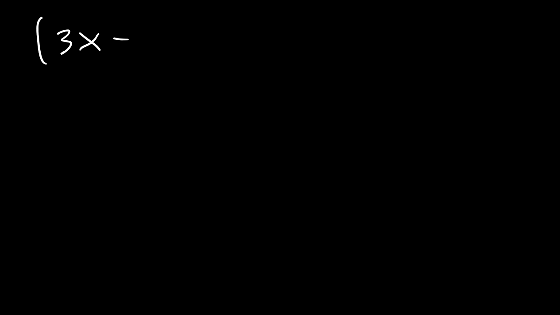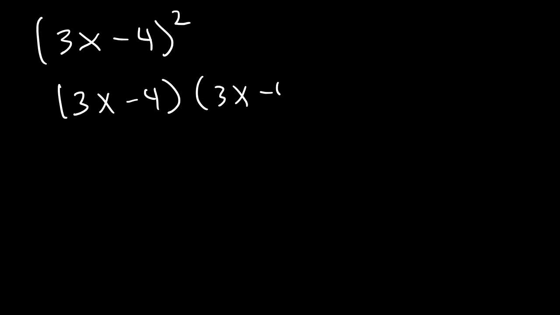What about this example? What's 3x minus 4 raised to the second power? What do you think we need to do in this problem? Well, keep in mind, whenever you see an exponent, it represents repeated multiplication. So what we really have is 3x minus 4 times itself 2 times. So once again, we need to FOIL it.